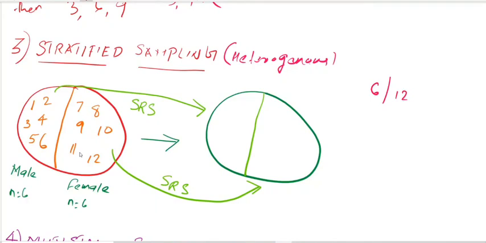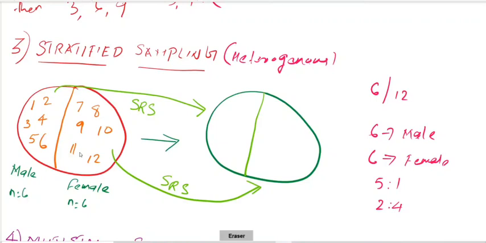Suppose we are doing simple random sampling. There are chances we get all 6 being male. Sometimes all 6 could be female, or it can be a 5:1 ratio in either way, or a 2:4 ratio in either way. So there are chances it will not represent the population fairly. So we want a situation where there is equal representation of male and female. So there comes stratified sampling.